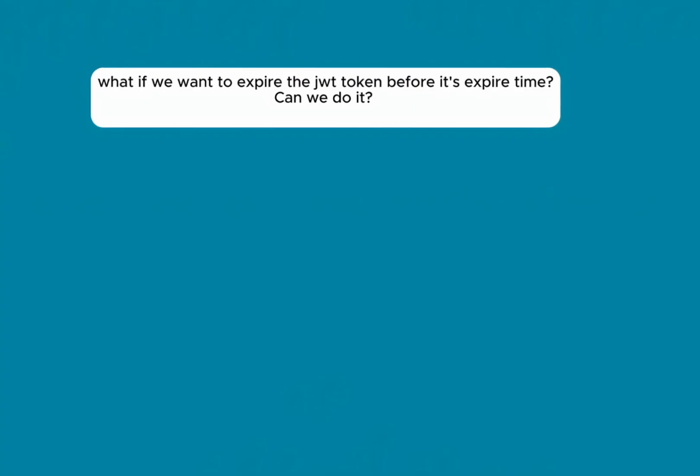Can we do it? No, we cannot expire a JWT token before its expiry time because JWT is stateless. Here by stateless, we mean the application doesn't save the token anywhere. The token itself carries all the info, so we cannot expire the token after its creation. But there can be situations where we may feel the need to block a user from accessing our system.